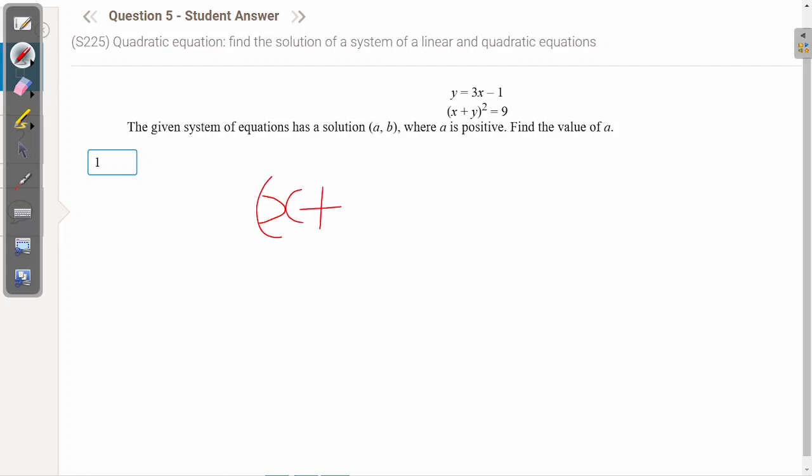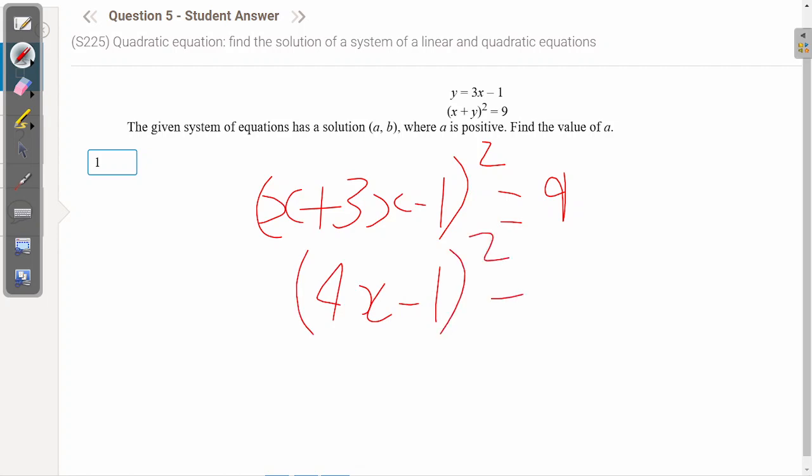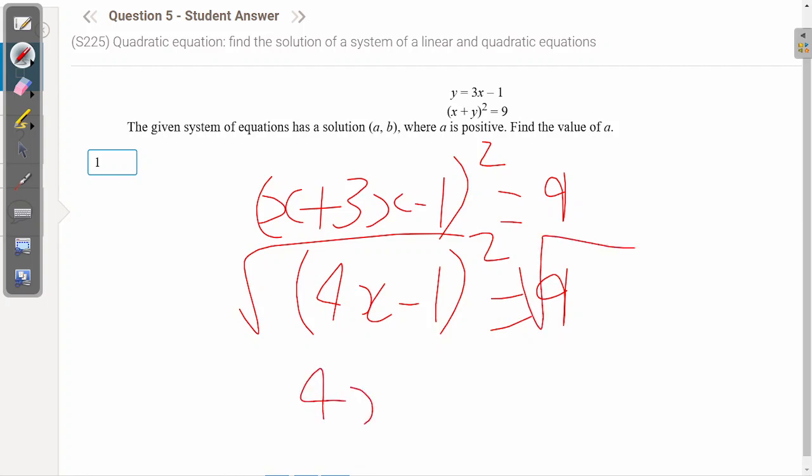So x plus 3x minus 1, squared, equals 9. So 4x minus 1 squared equals 9. You can square root both sides. You get 4x minus 1 equals 3, and 4x minus 1 equals negative 3.